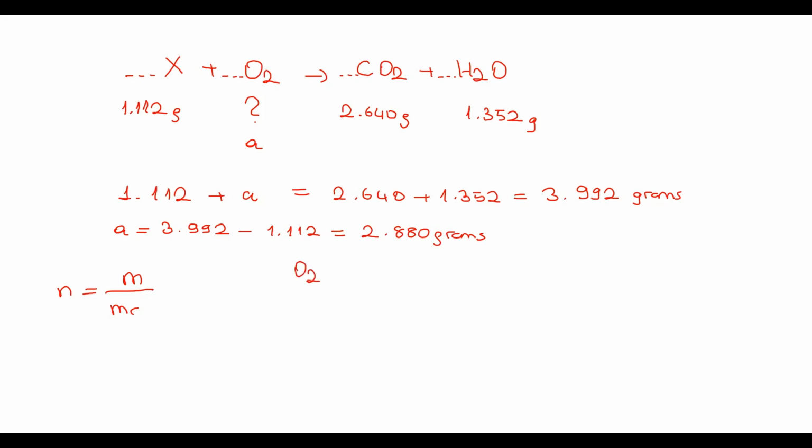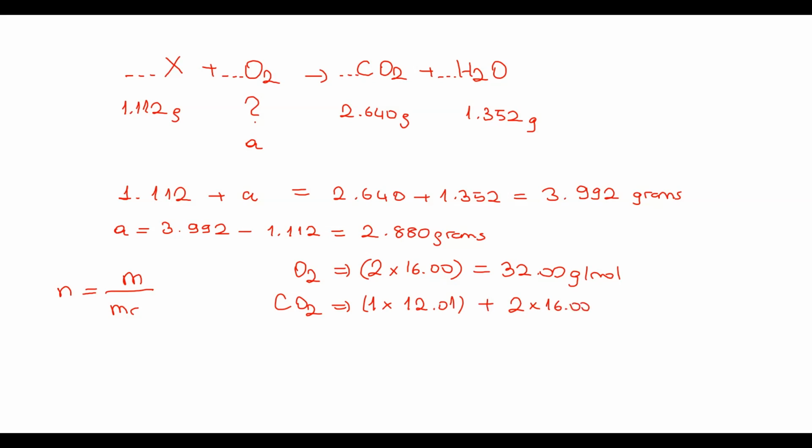So I will calculate the molar mass of each species. We have oxygen first. We have 2 oxygen atoms and the atomic mass of oxygen is 16. So the molar mass of oxygen gas is 2 times 16, and it makes 32 grams per mole. For carbon dioxide, we have 1 carbon atom with molar mass 12.01, plus 2 oxygen atoms, 2 times 16. In total we have 44.01 grams per mole. For the water molecule, we have 2 hydrogen atoms, and the molar mass of hydrogen is 1.01, plus 1 oxygen atom which is 16, and in total it makes 18.02 grams per mole.